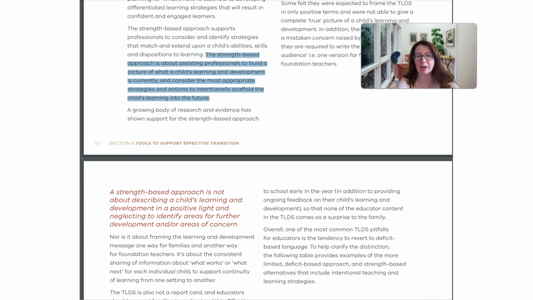So, to summarize, strengths-based approach is about assisting us, educators and early childhood teachers, to build a picture of the child that is holistic. Also, we need to reflect in this picture what the child's current learning and development abilities, skills, and knowledge are, and also consider the most appropriate strategies within their zone of proximal development that will help us or other educators and more knowledgeable others, adults and their life community members, to scaffold the child's learning into the future.